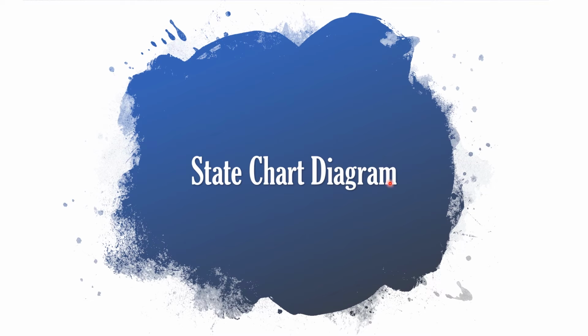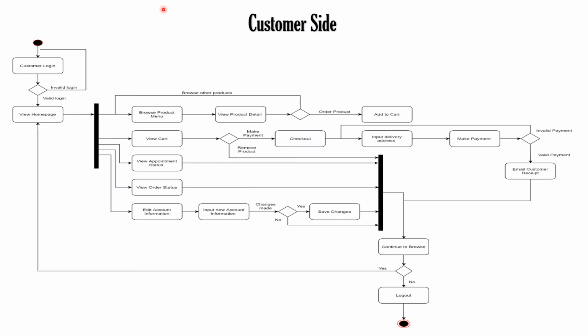Next, the state chart diagram. The state chart diagram has two parts. One is for the customer and another one is for the admin. This is the customer side state chart diagram. Here you can see the flow when the customer logs in at the home page, and they can do multiple things such as browse the product menu, view cart, view appointment status, view order status, and edit account information. You can see all the flow in this state chart diagram.